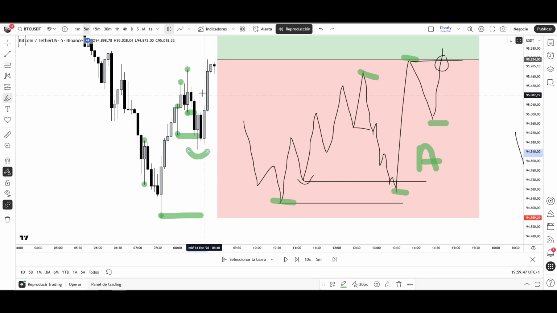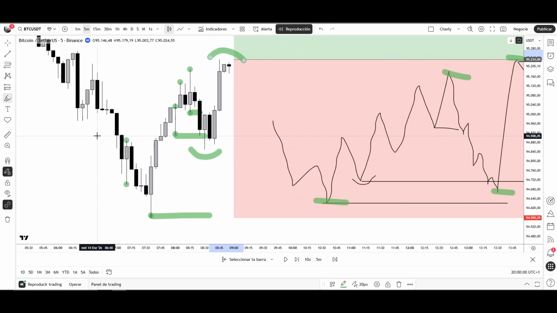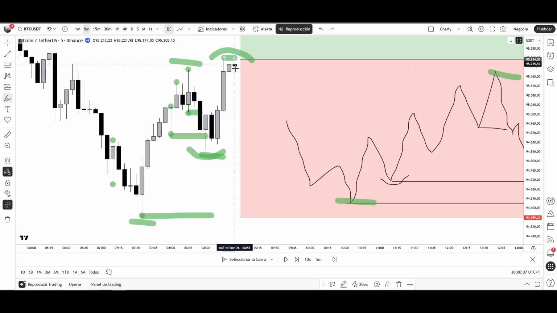Right afterwards, the market creates a higher high. Same thing. Grabs all the liquidity, respects the lower low, creates a higher high. Same thing that we are doing right here. So now we have low, high, higher low, higher high, and then the higher low is right here. Why? Because we are on a bullish structure.